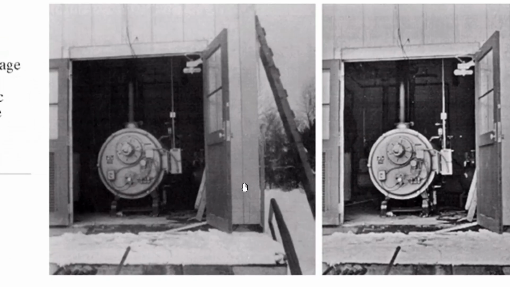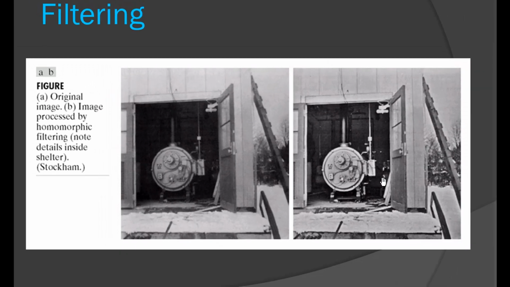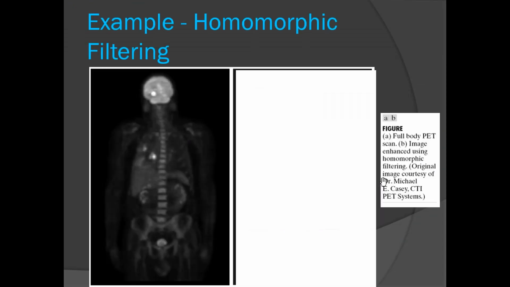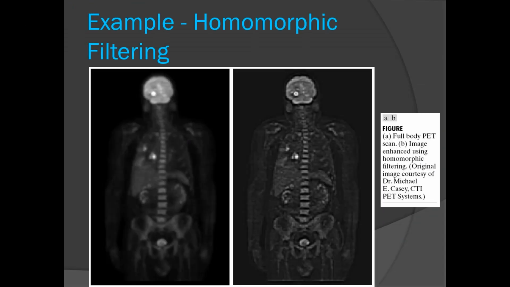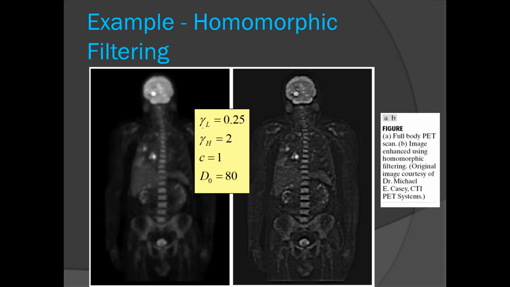Now as you can see here, in the original image we cannot see anything inside this room. Here some part is visible, we can see some pipes here. And this engine is more visible in this processed image. So this is regarding homomorphic filtering, and this is one other example. Here we have set the value of gamma L as 0.25 and gamma H as 2. C we generally set as 1 and D0 as 80. So this is our cutoff frequency.